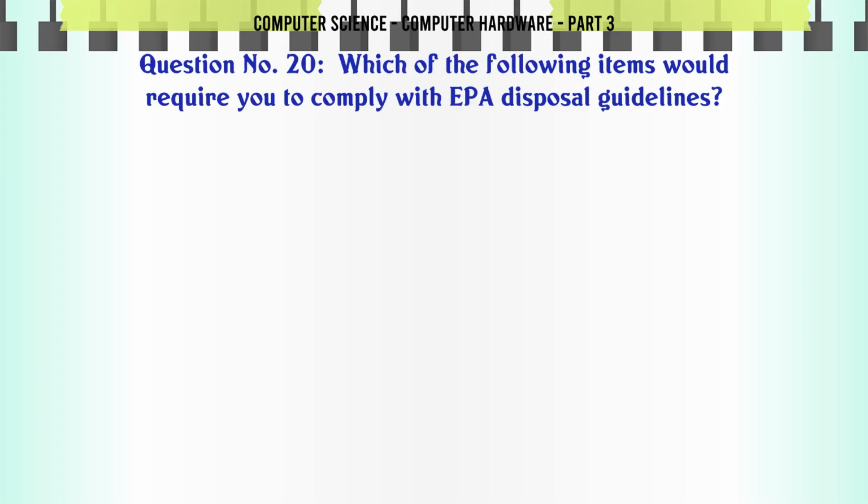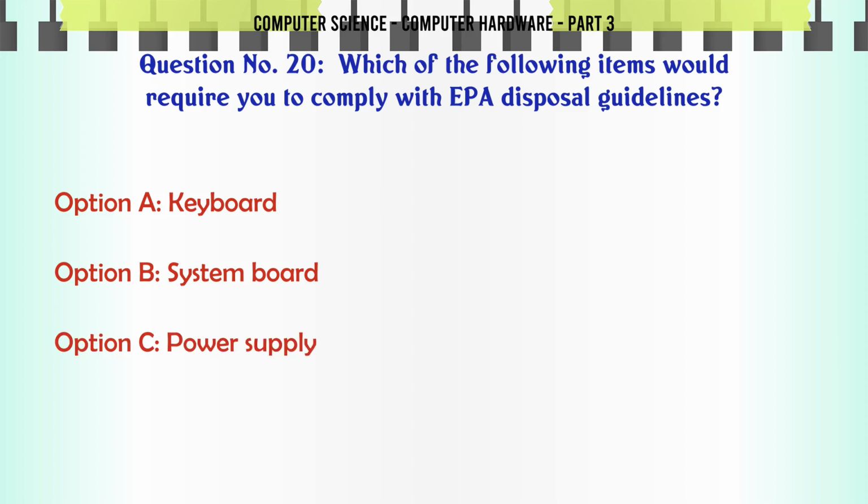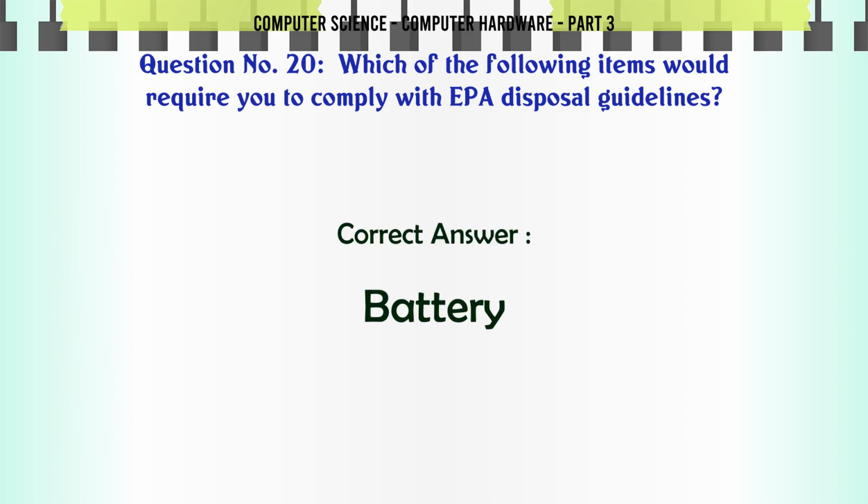Which of the following items would require you to comply with EPA disposal guidelines? A. Keyboard. B. System board. C. Power supply. D. Battery. The correct answer is battery.